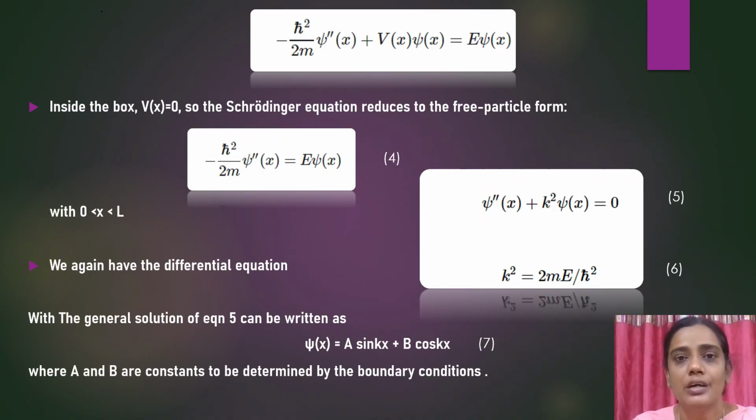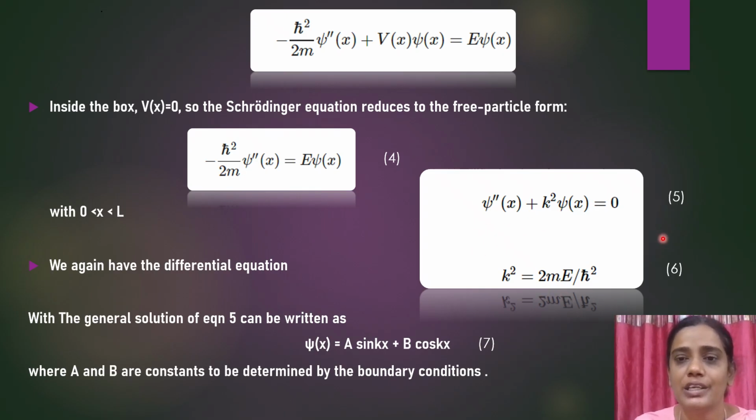Now, in the Schrödinger time independent equation, the potential energy term becomes zero. Why? Because the particle that is captured within the potential well has zero potential energy. Therefore, this Schrödinger time independent equation is reduced to minus h cross squared by 2m psi double dash of x equal to E psi of x. This equation can be written as psi double dash of x plus k squared psi of x equal to 0, where k squared represents 2mE by h cross squared.